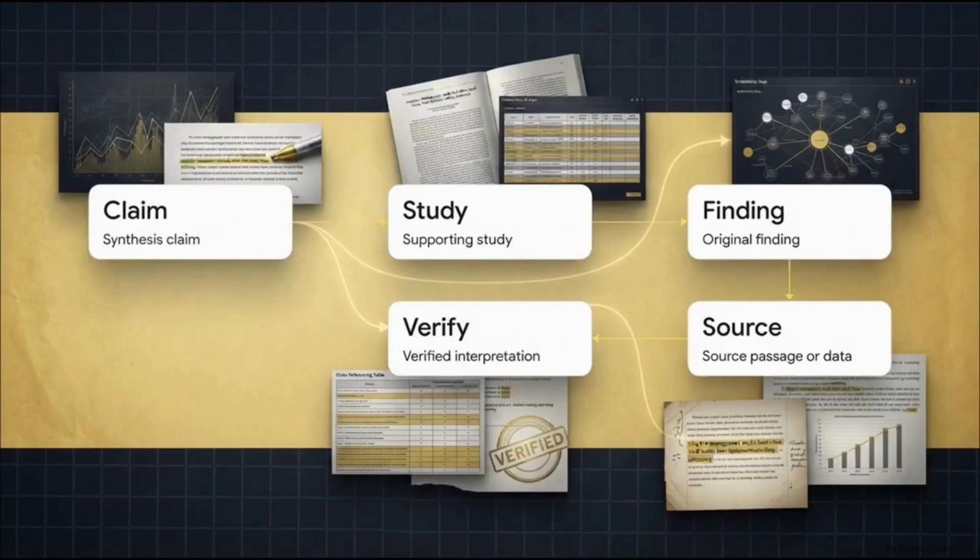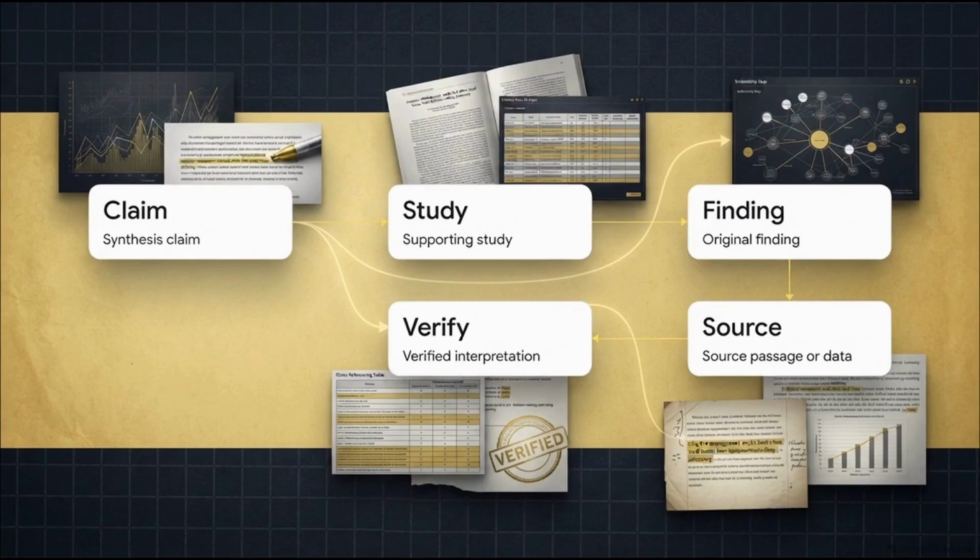And once you, the human, have developed your synthesis, you have to actually prove it. Every single claim you make has to survive scrutiny. This is called the claim-to-source audit trail. And trust me, it's what saves your skin when a policymaker challenges your findings. You start with your synthesis claim, then you track it directly to the supporting study. From there, you identify the original finding. Then you locate the exact source passage or data point, and finally, you confirm a verified interpretation.